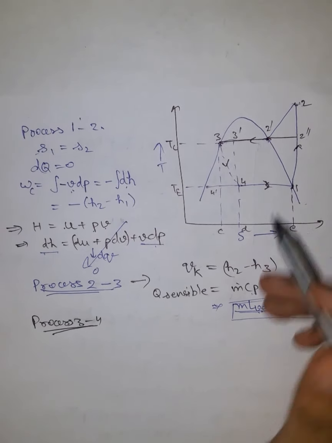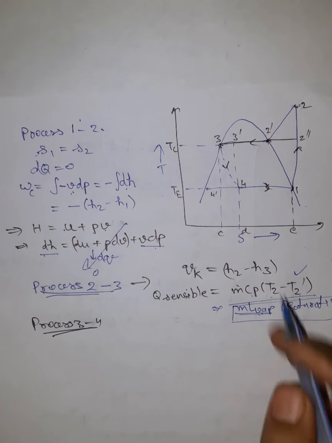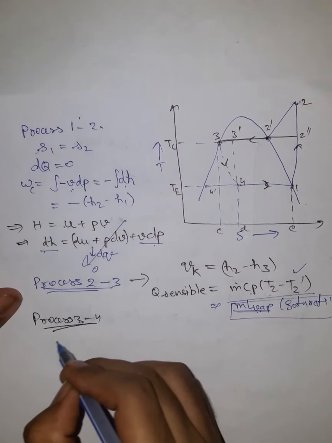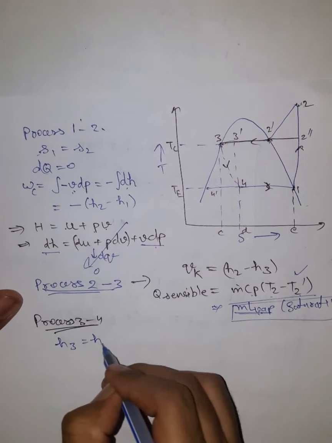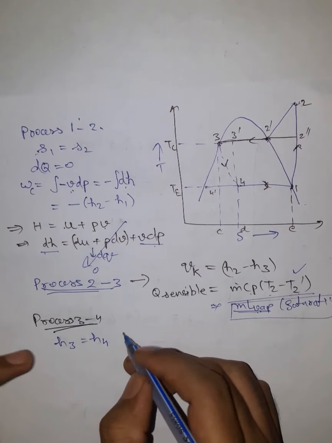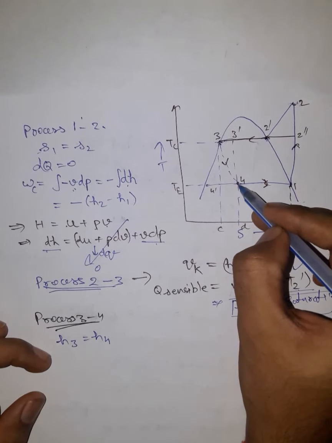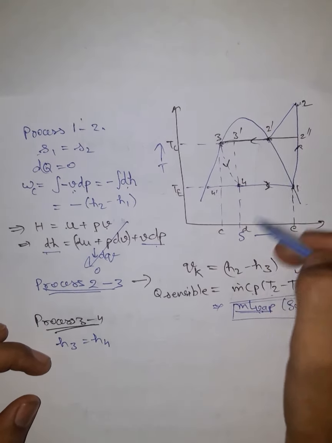This 3 to 4 is the isoenthalpic. Isoenthalpic means enthalpy is constant in this process. That means H3 is equal to H4, since it is an isoenthalpic process. Now what is this point H4? This point H4 lies in the wet region.